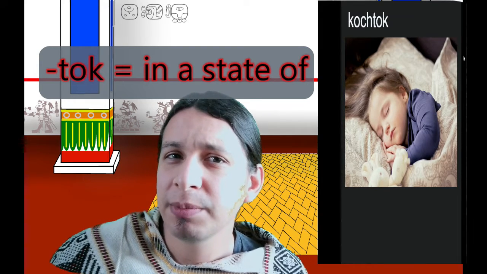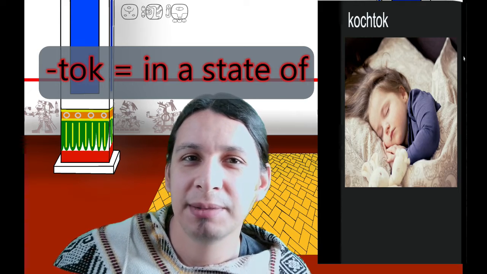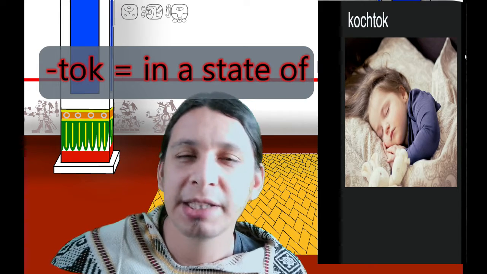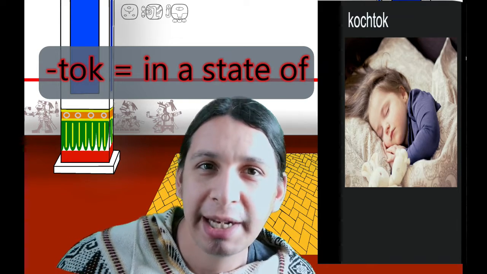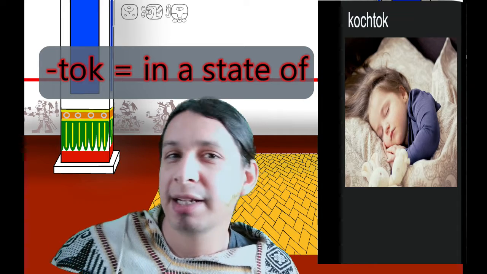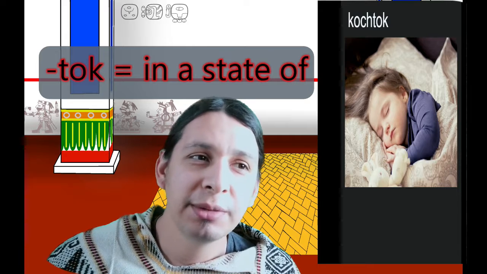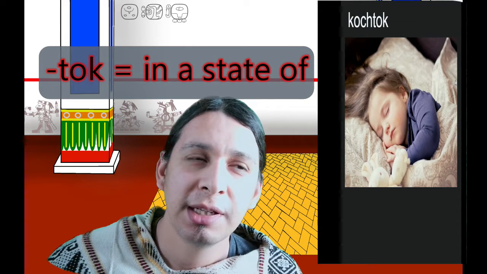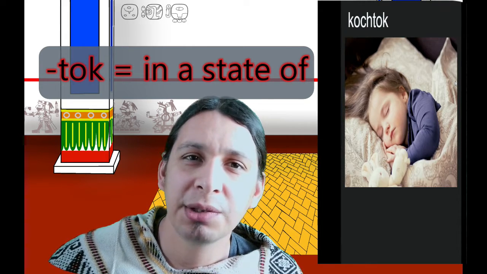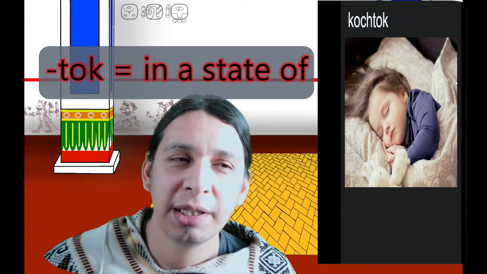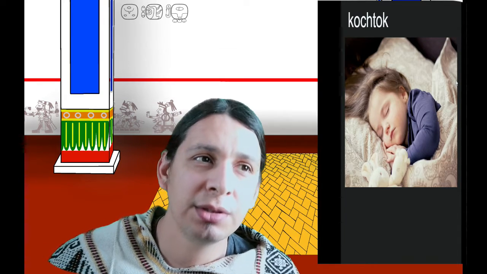So how do you know a verb needs to be a stative? Sometimes it'll just make sense. You'll pick up on the patterns after just getting exposed to it. As long as you can recognize the pattern right now, I think that'd be a positive thing. So here we would say kochtok. Notice we don't say kochitok. It gets reduced. We take off the i and it becomes kochtok.